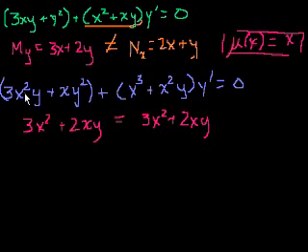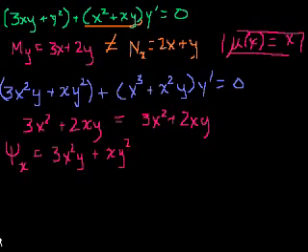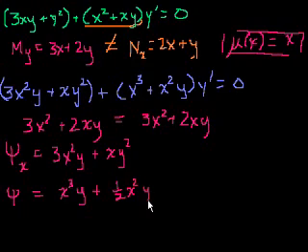Well, since we've shown this is exact, we know that there's some function xi where the partial derivative of xi with respect to x is equal to this expression right here. So it's equal to 3x squared y plus xy squared. Let's take the antiderivative of both sides with respect to x, and we'll get xi is equal to x to the third y plus 1/2 x squared y squared.